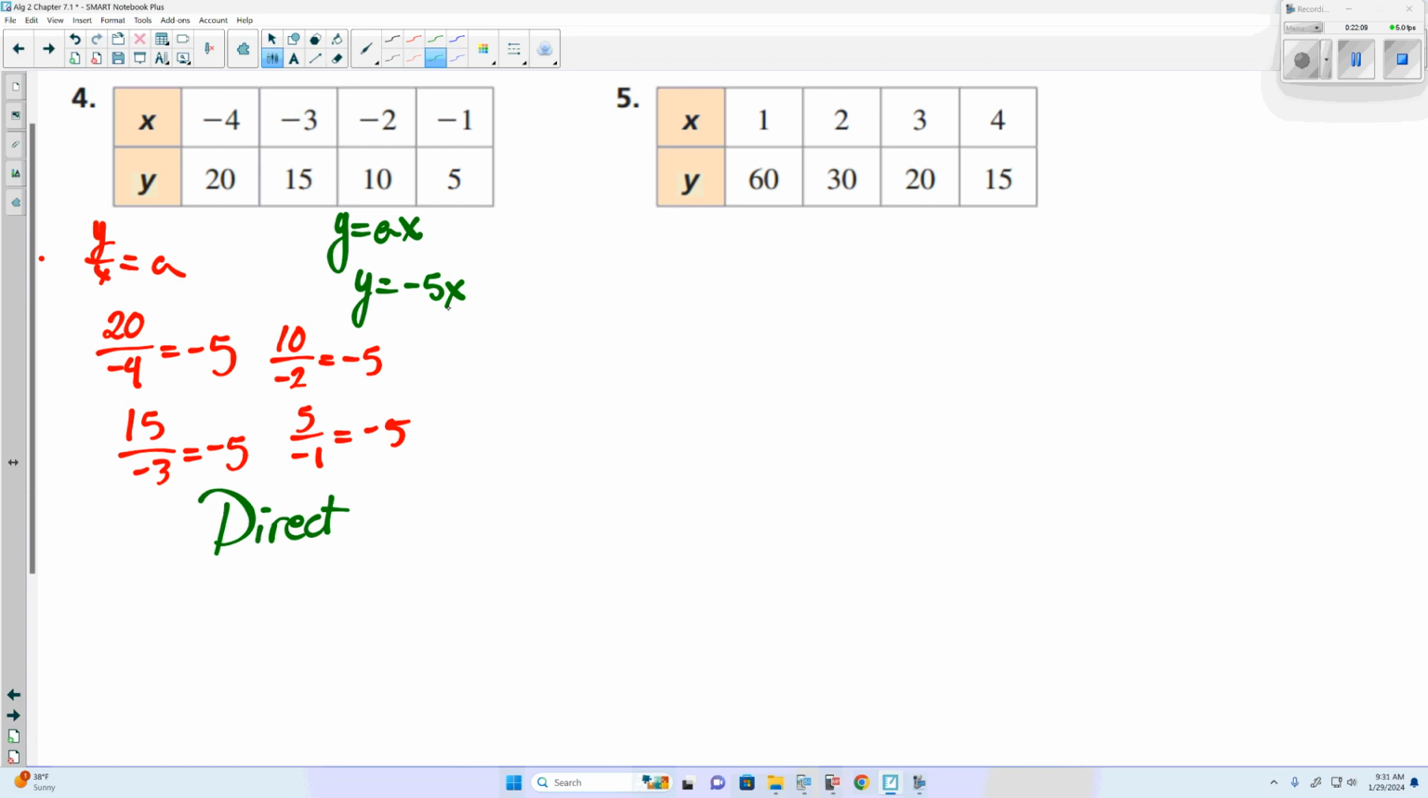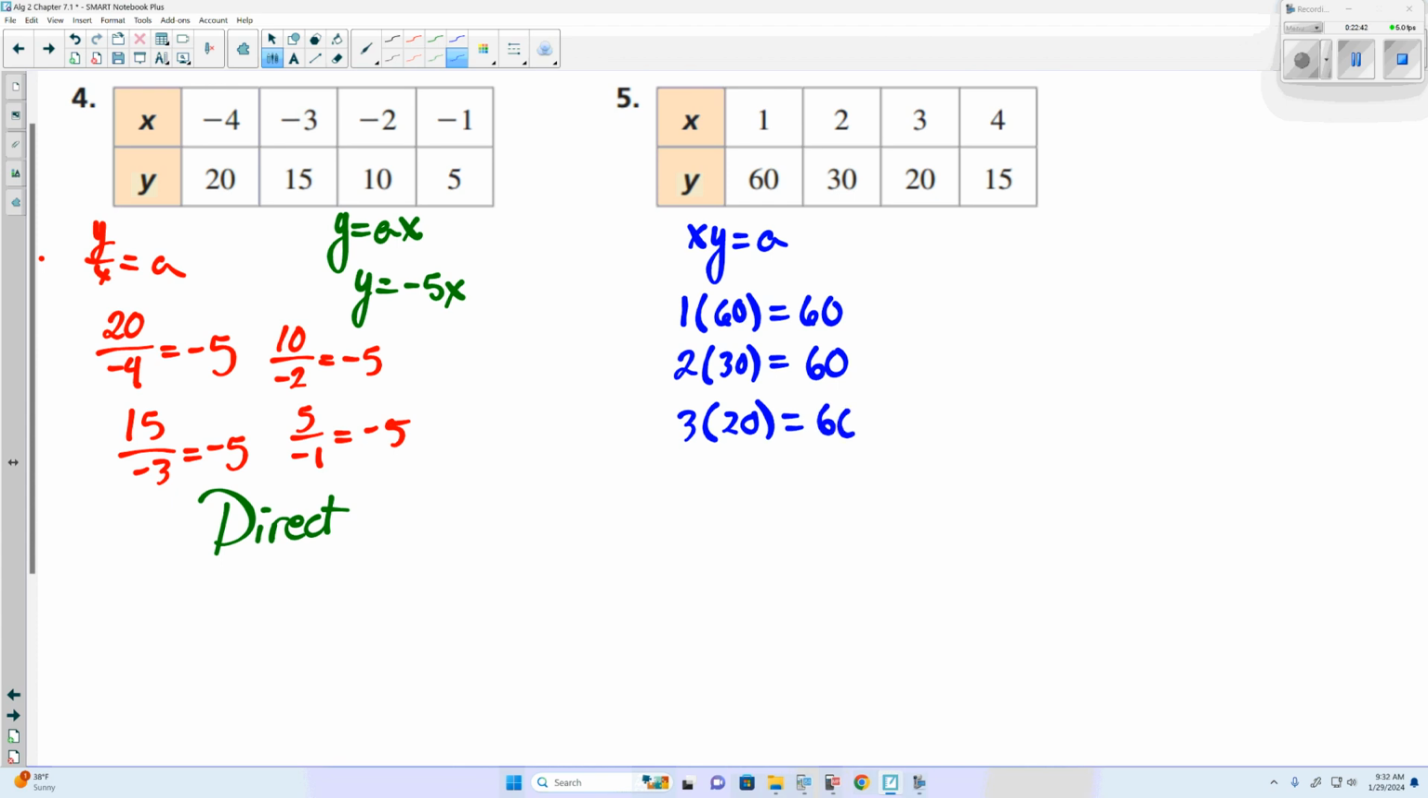Let's look at number 5. Do we want to do inverse or direct first? Inverse. Yes, because our x's are going away from 0, 1, 2, 3, 4, they're getting bigger. The y's are going 60, 30, 20, 15, they're getting smaller. They're going towards 0. So the first thing we can do is 1 times 60, which is, our next one's 2 times 30, which is, 3 times 20 is, and lastly 4 times 15 is.